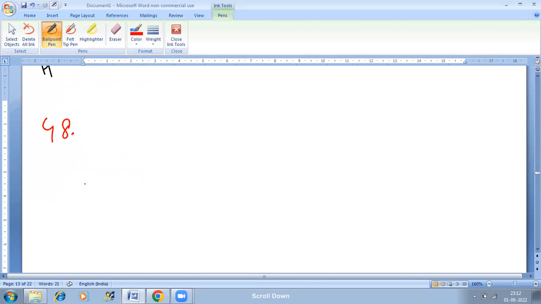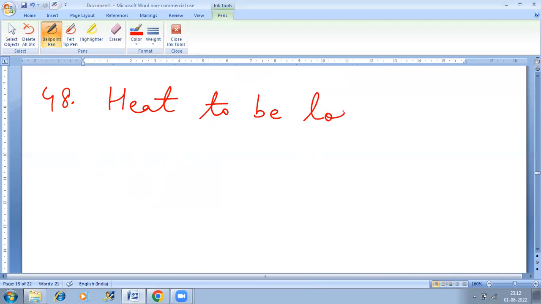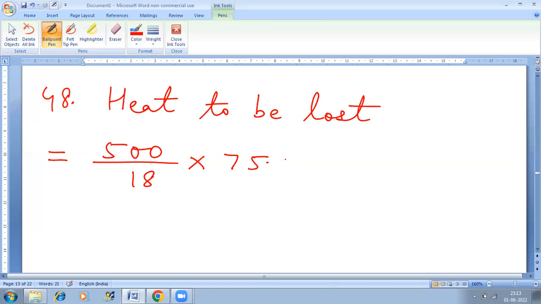48. It's a nice question. I want to cool 500 grams of liquid water from 20 degrees Celsius to 0 degrees Celsius, which means heat has to be lost. If something is getting cooled, it's losing heat. Heat to be lost is equal to how much? 500 upon 18 moles of water, because 18 is the molar mass of water, into molar heat capacity of water, which is given as 75.6 joule per mole per Kelvin. Delta T will be 20 minus 0 degrees. Delta T will be 20. Delta T is the same in Kelvin as well as in degrees Celsius, so it doesn't matter.